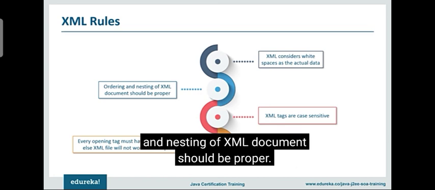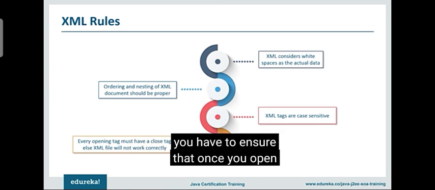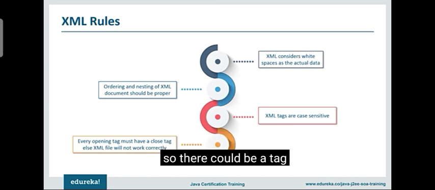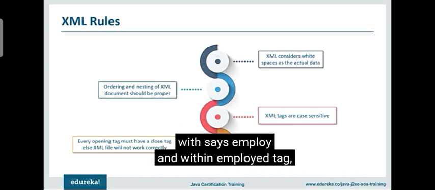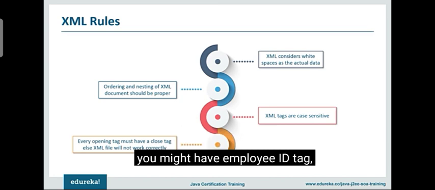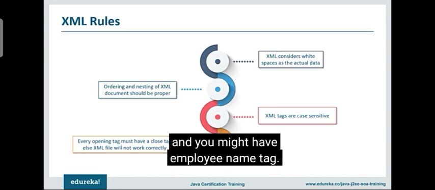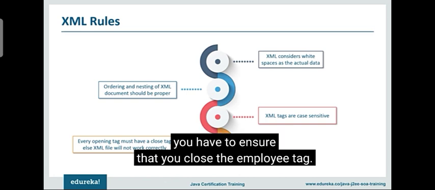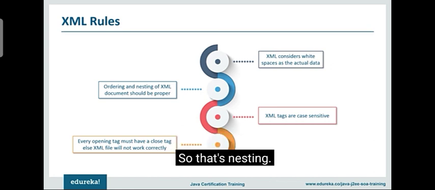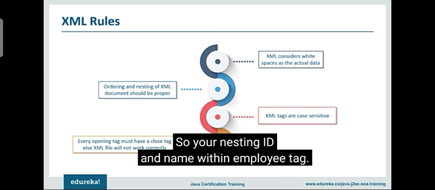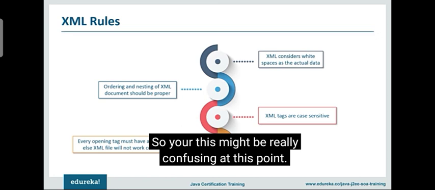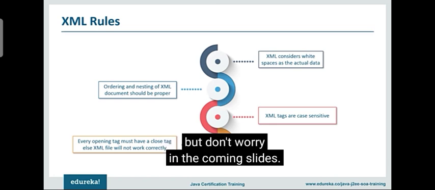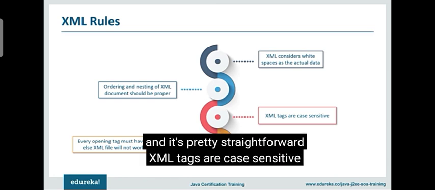Ordering and nesting of an XML document should be proper. As I said, once you open a tag, you have to close it. There could be nesting. There could be a tag which says employee, and within the employee tag, you might have an employee ID tag and an employee name tag. Once you have these, you have to ensure that you close the employee tag. So that's nesting: you're nesting ID and name within the employee tag. This might be really confusing at this point if you have no idea what the structure of XML is all about, but don't worry, in the coming slides we have examples and it's pretty straightforward.